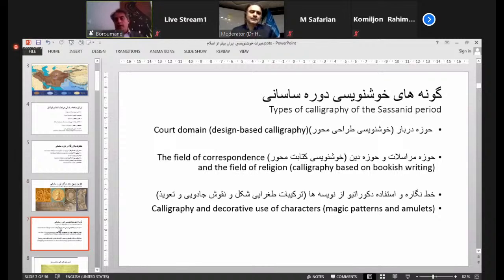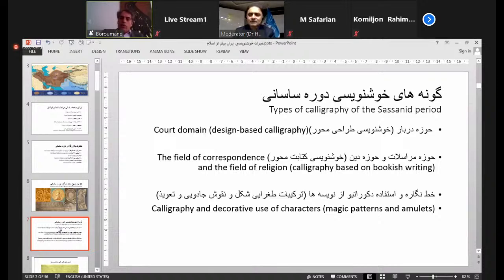But based on what remained, we see three different types of calligraphy. Some of this classification may have flaws, but based on what we have, my classification is a simple one.